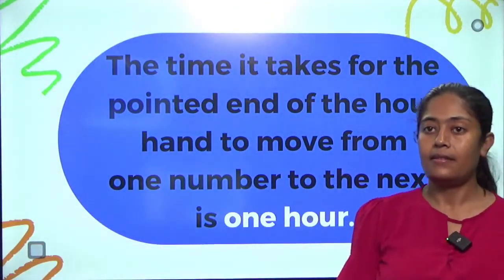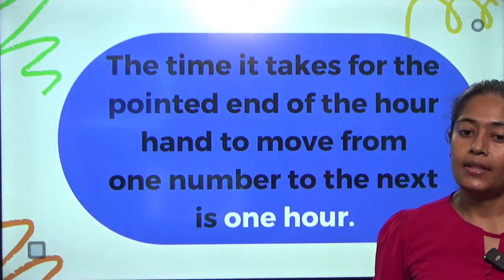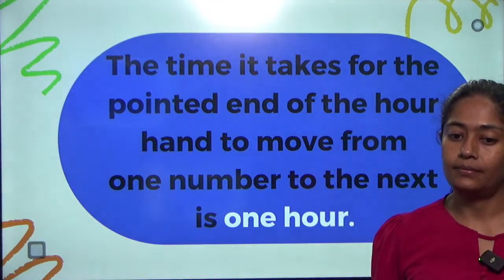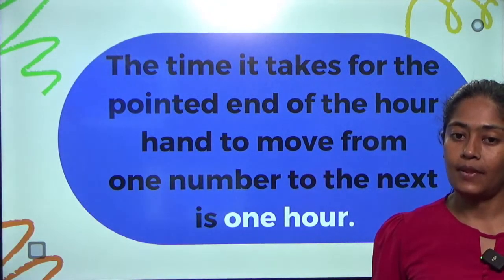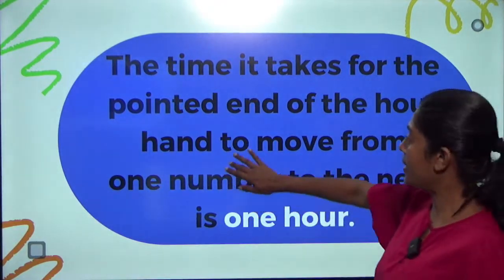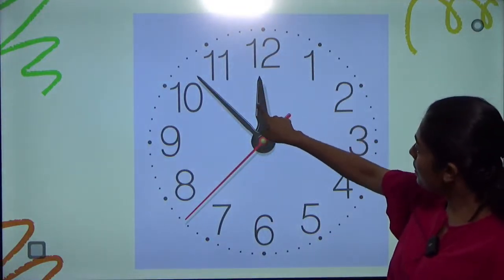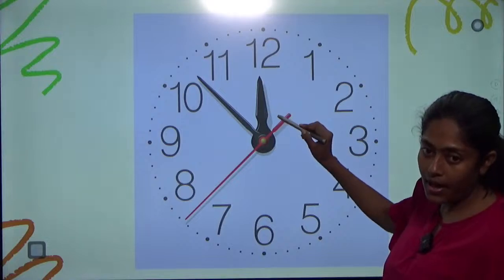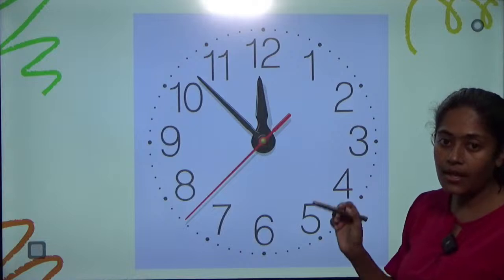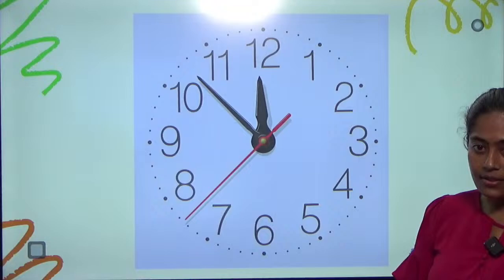Then read this one. The time it takes for the pointed end of the hour hand to move from one number to the next is 1 hour. That means, right here, when this hour hand moves from one number to another, then we call that how much? 1 hour.